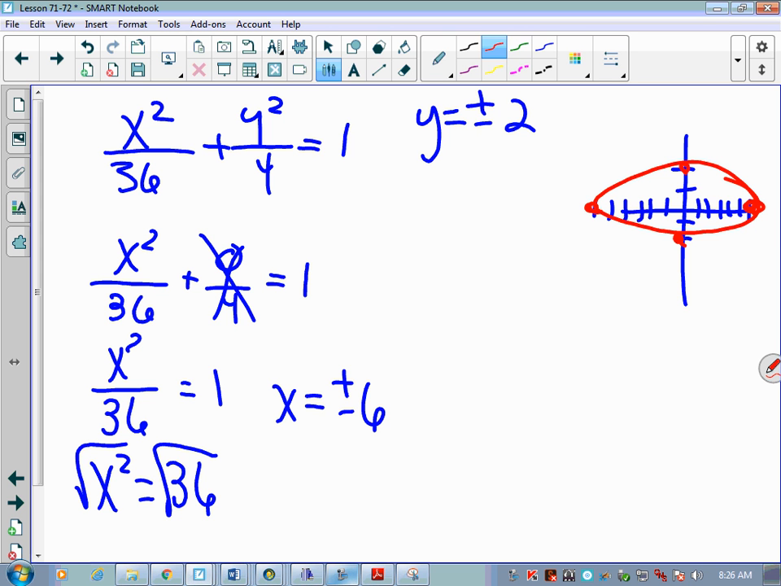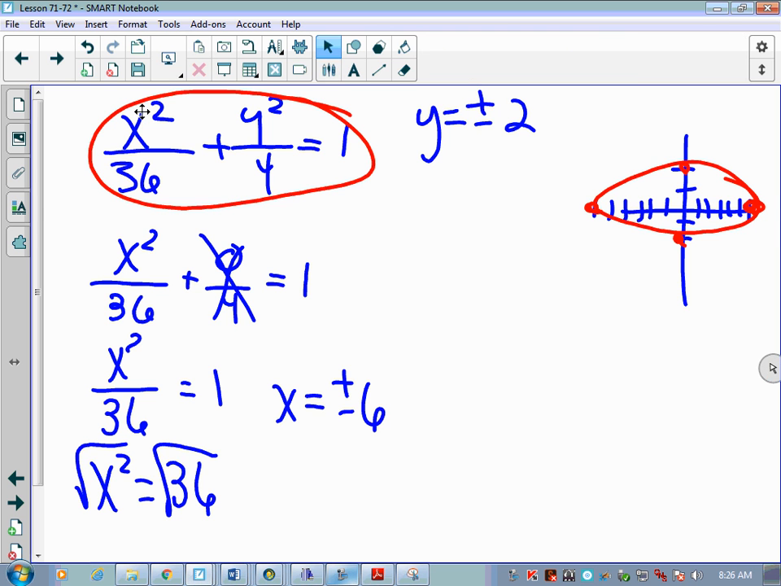What I'm going to tell you is that in most of the cases we're going to look at, whenever we get our equation into this format, I can look at it and say that x is going to be plus and minus 6 because it's the positive and negative square root of the denominator. And my y is going to be the positive and negative square root of the denominator under y. So I can fast forward through some steps because I know it should work this way every time. Does that make sense? That should save us a little bit of trouble.